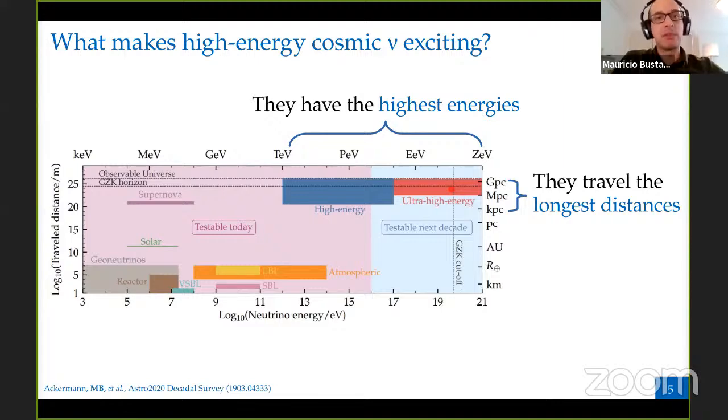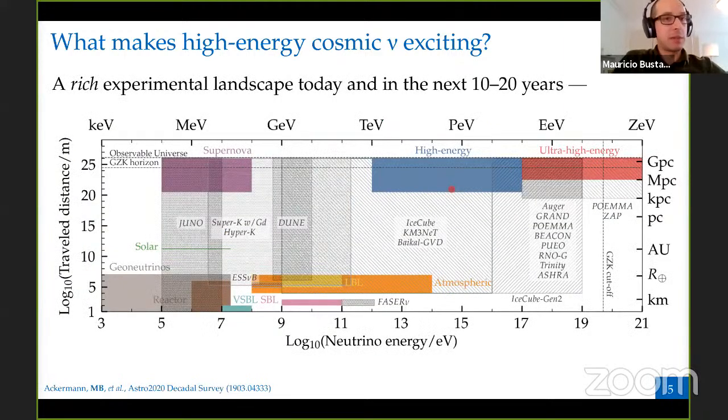But from the experimental point of view, there's a very rich experimental landscape already existing today that's becoming even richer in the next 10 to 20 years. What you see there overlaid on top of the different neutrino sources are the existing and planned experiments that target different kinds of neutrinos. So you see some towards the lower energy: JUNO, Super-K, Super-K with gadolinium, Hyper-K, which is the next generation of Super-K, DUNE.